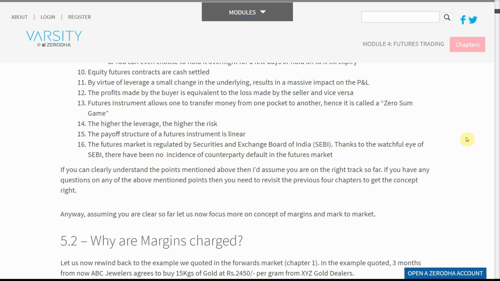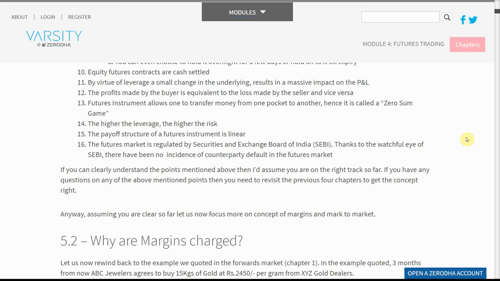Futures instrument allows one to transfer money from one pocket to another. Hence it is called a zero-sum game. The higher the leverage, the higher the risk. The payoff structure of a futures instrument is linear. The futures market is regulated by Securities and Exchange Board of India, SEBI. Thanks to the watchful eye of SEBI, there have been no incidents of counterparty default in the futures market.